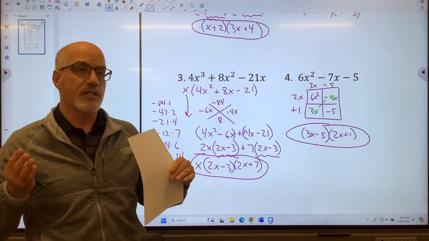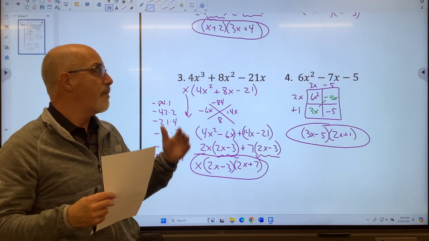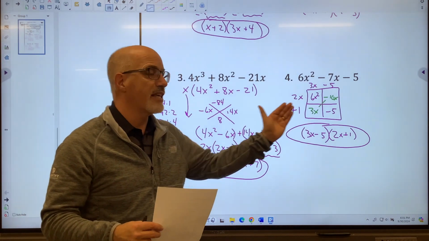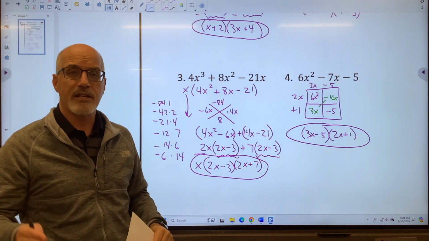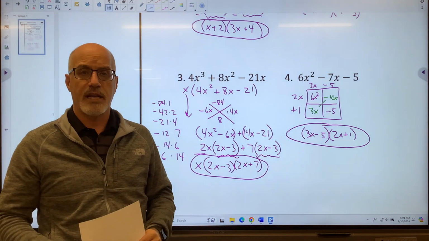Therefore, what we do is to factor trinomials, make a decision of which method you prefer out of these two, and then learn and practice with your different trinomials on how to factor.